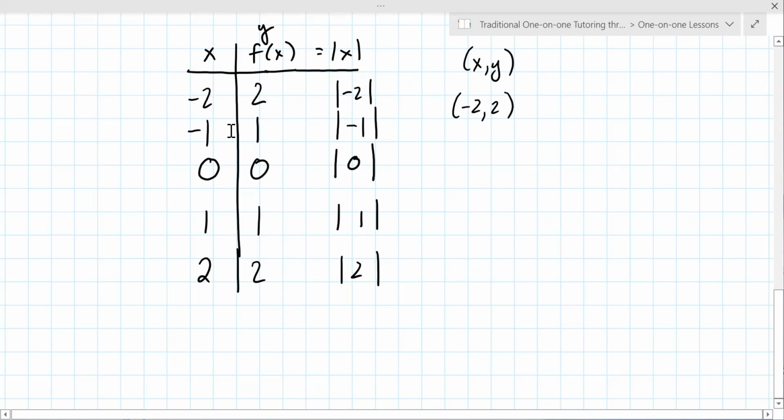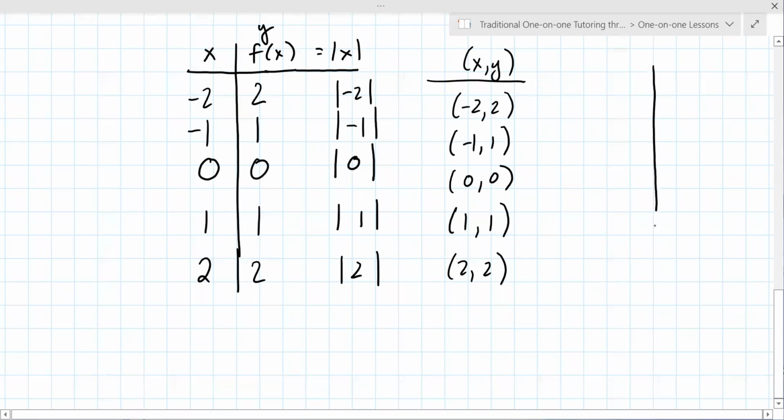And then for the next one, it's -1, comma 1, and then 0, comma 0. Same thing. You're grabbing the value from the X column and the value from the Y column. And then it's 1, comma 1, 2, comma 2. So these are what we graph.